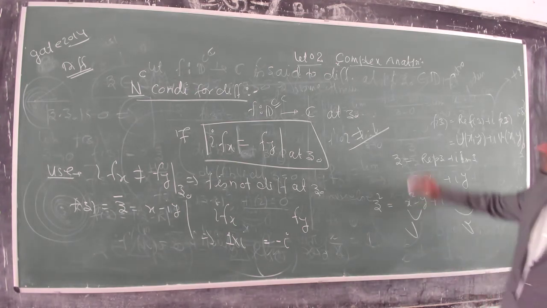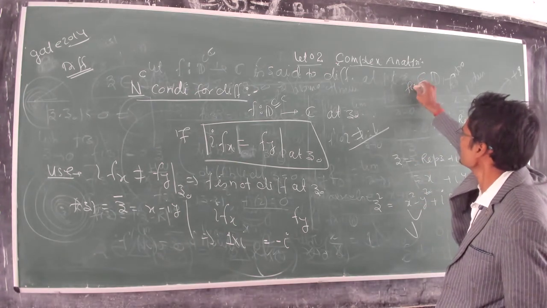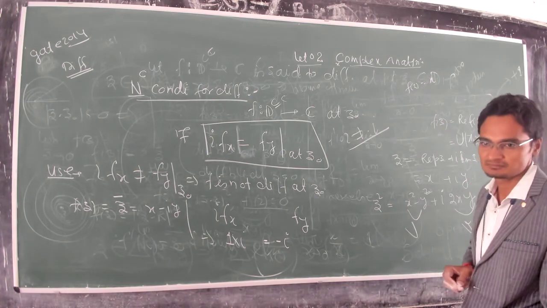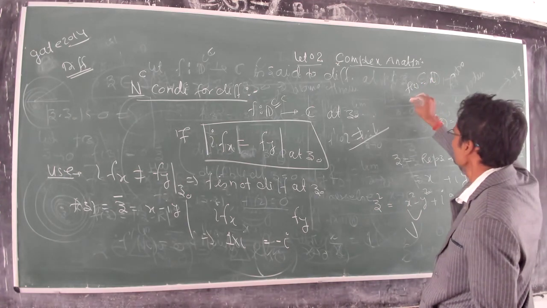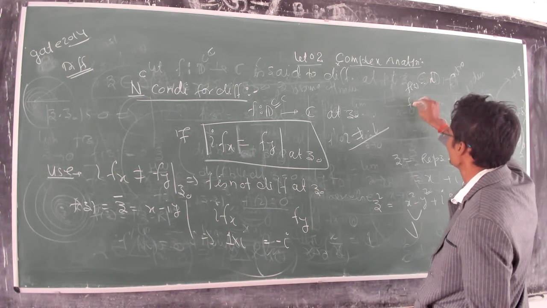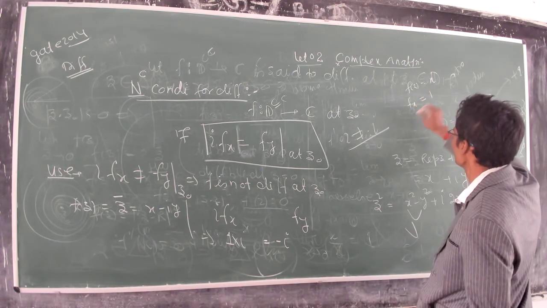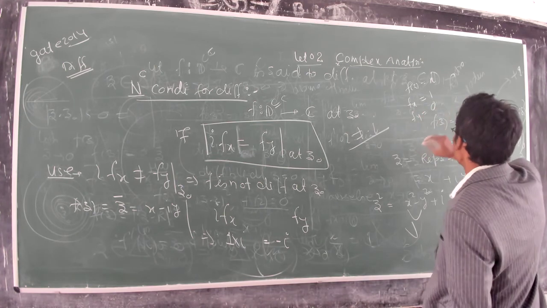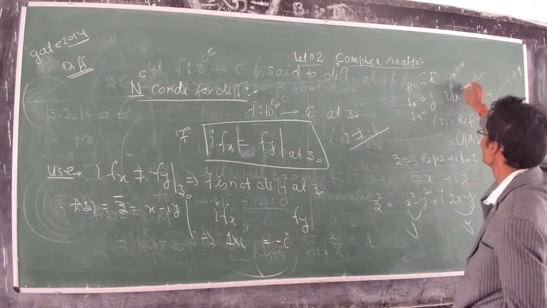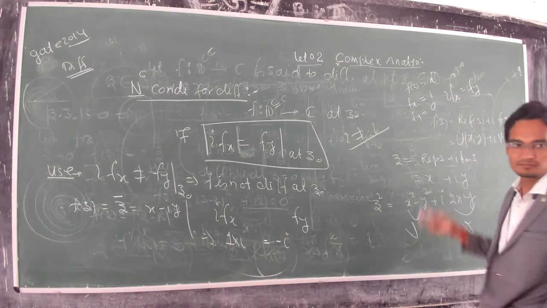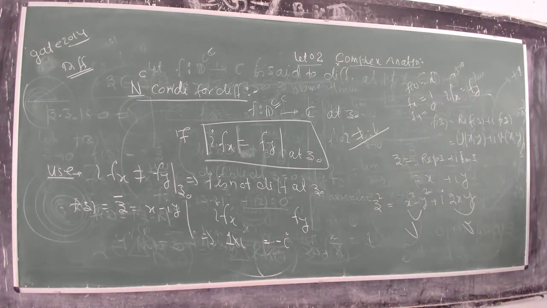Similarly, we had seen f(z) is equal to x, right? So now you check, f_x is equal to 1, f_y equal to 0. Then what is the definition? iota f_x is equal to f_y. This is also nowhere. So the function is nowhere differentiable. So using this method, it's a very simple observation that you can tell whether the function is differentiable or not.